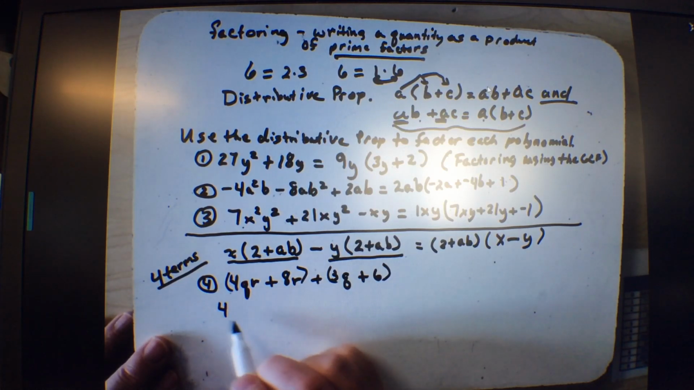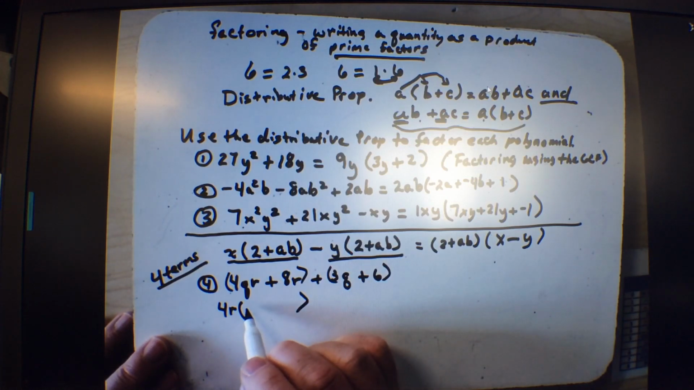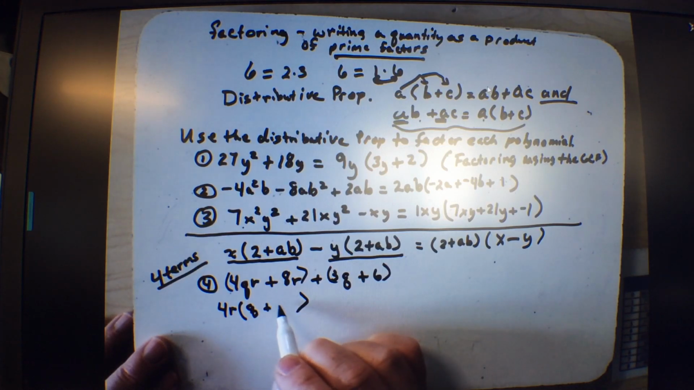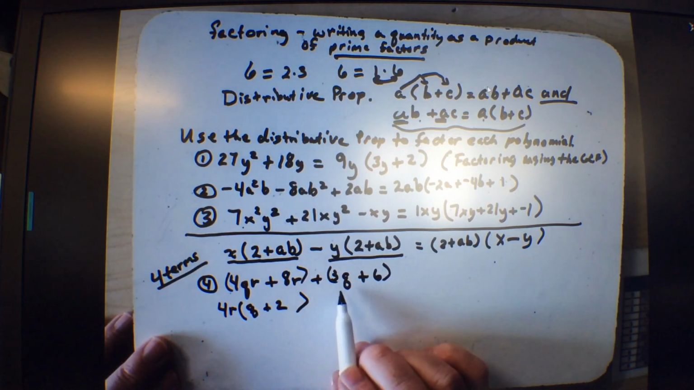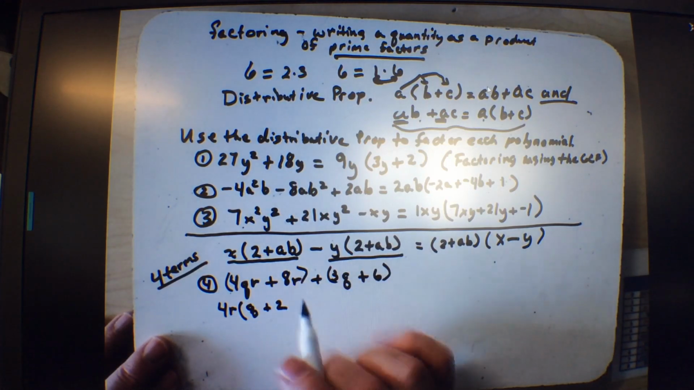I think they have 4 in common, don't they? 4, what else? R. Do they have a Q in common? No. So what's left here? Plus 2. All right, so now when we factor this one, we want to have a Q plus 2 somewhere.